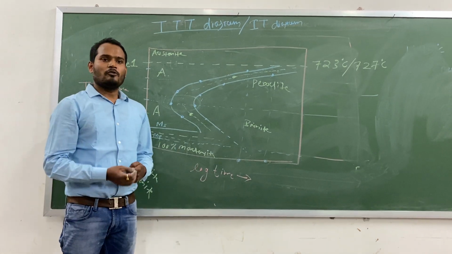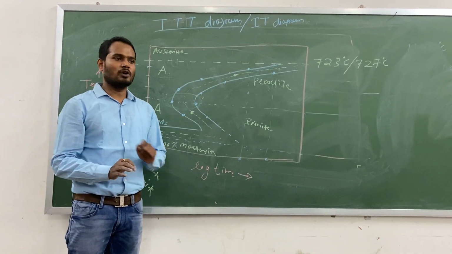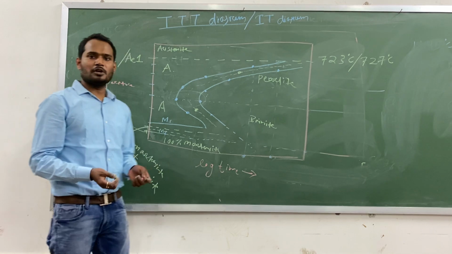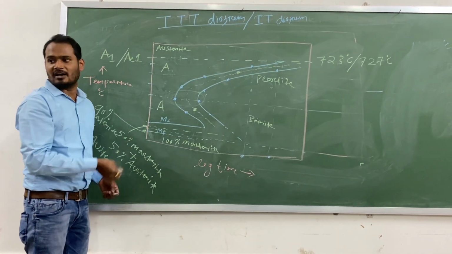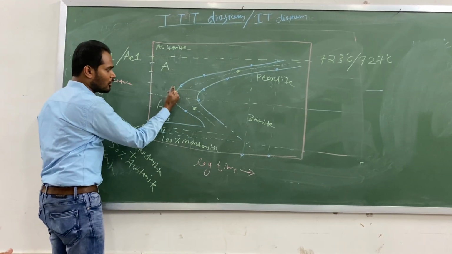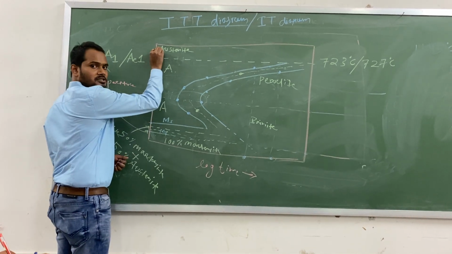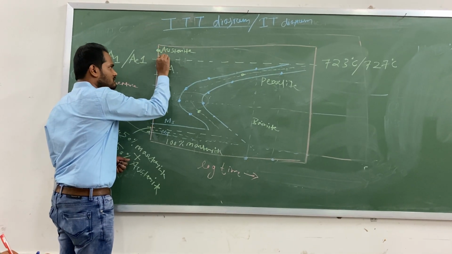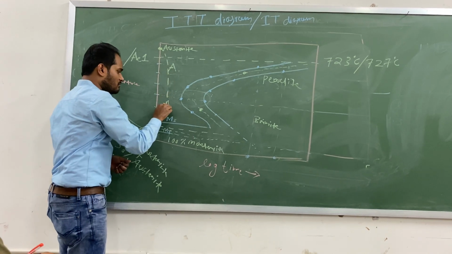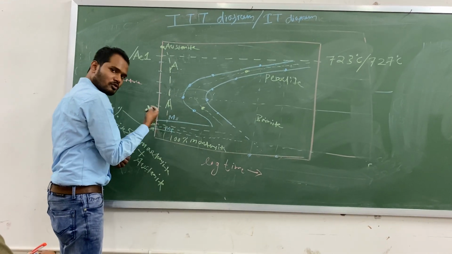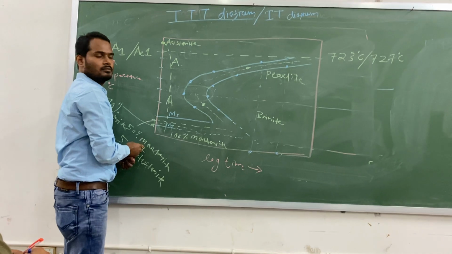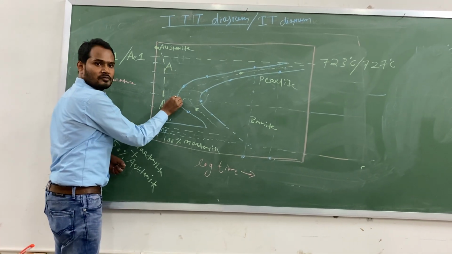Suppose you want to form martensite only. You don't want pearlite and bainite. So what do you need to do? You need to do cooling at a very fast rate, so that the cooling curve will not touch this one. Right? This is the starting temperature. You want to cool. So the cooling curve is, suppose, like this. Then you will get martensite only, because this curve is not touching this one.